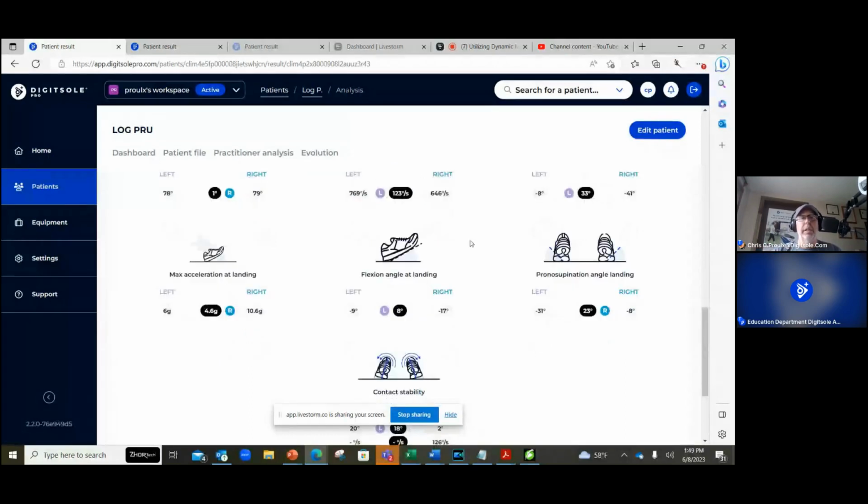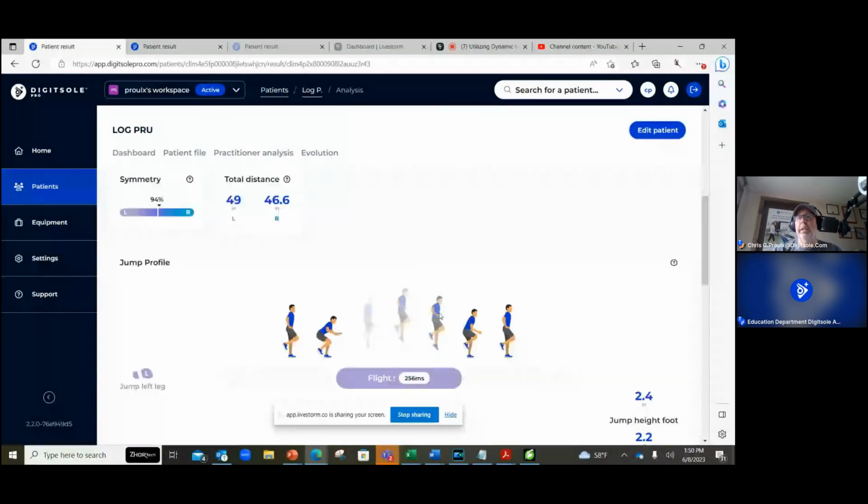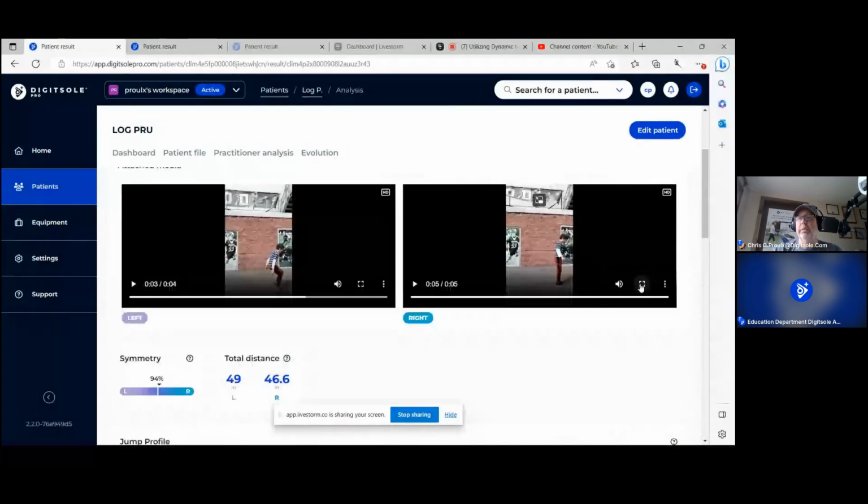And let's look at the landing characteristics as a result of that. Even though he jumped further and higher on his left foot, he had lower acceleration at landing, right? And that actually has to do with how he was landing. You can't really see it on video that goes this slow, but he landed with a much more neutral foot versus on that right foot. That negative 17 degrees means that he's basically heel striking.